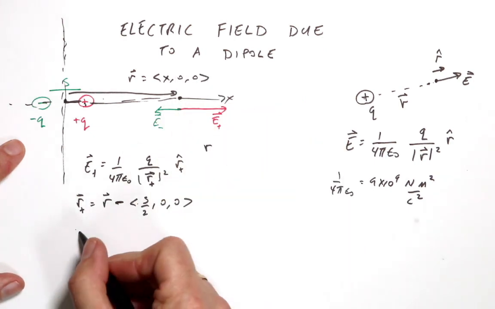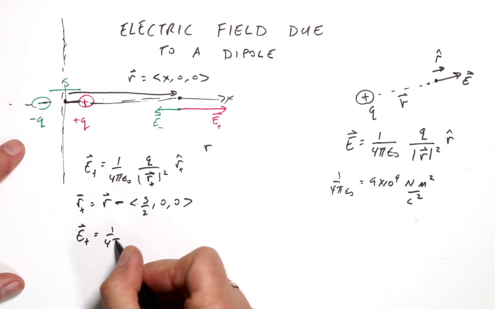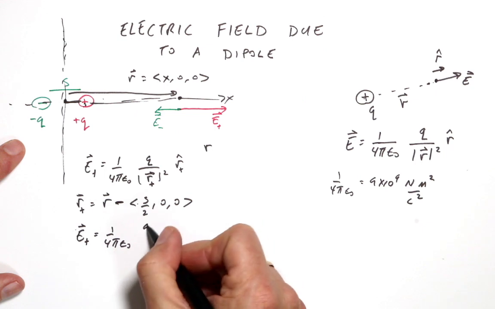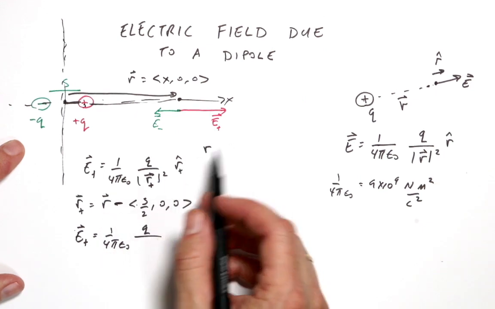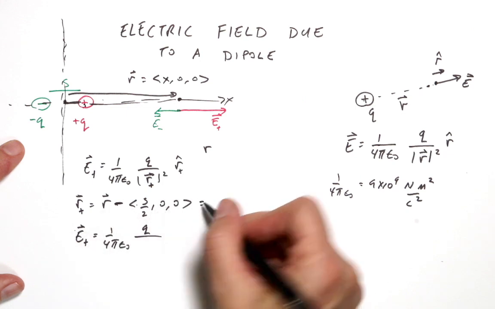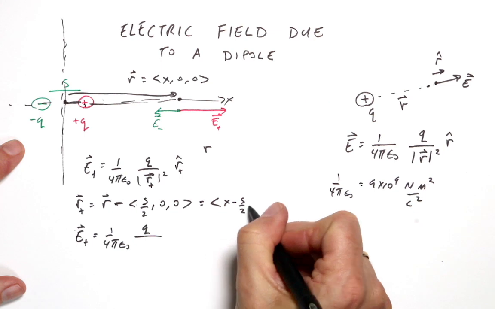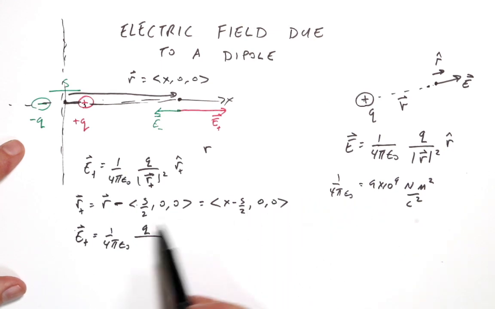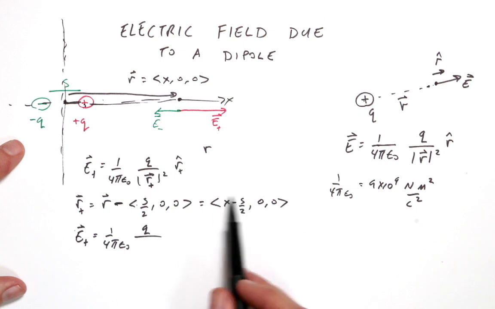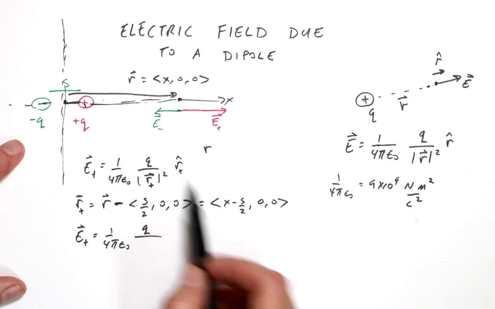So now I can write E plus. E plus is going to be equal to 1 over 4 pi epsilon naught Q, and r plus is going to be equal to x minus s over 2, 0, 0. The unit vector for this only has a component in the x direction, so the unit vector r plus hat is just going to be 1, 0, 0.